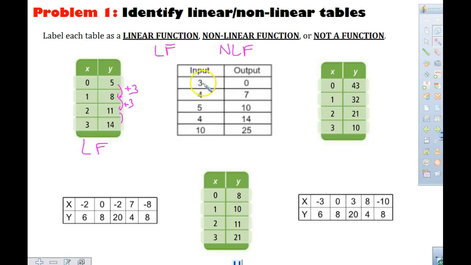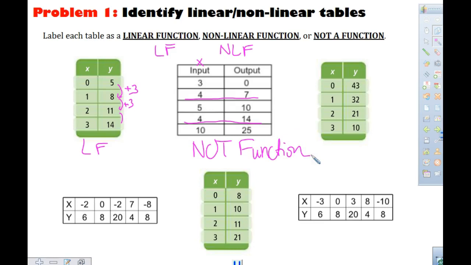If I look at this one, my input or my x's are going up by 1, 3, 4, 5. Oh, but then look down here, we got 4 and we got 4 again. So right away, I notice that it kind of starts going up by 1, but 4 gives me 7 and 4 gives me 14. Is it even a function? This one is not just linear or non-linear, it is not a function.